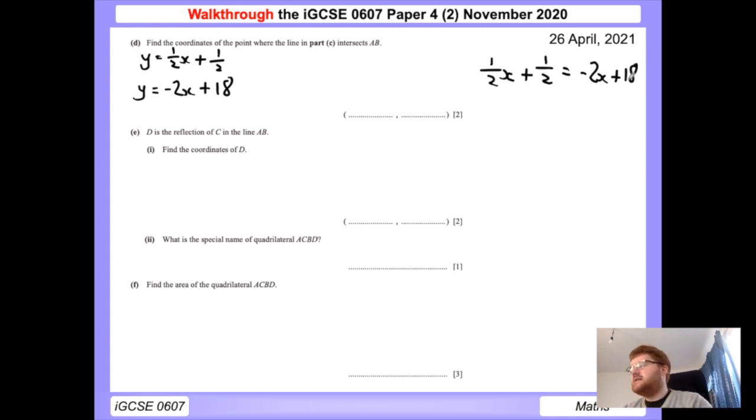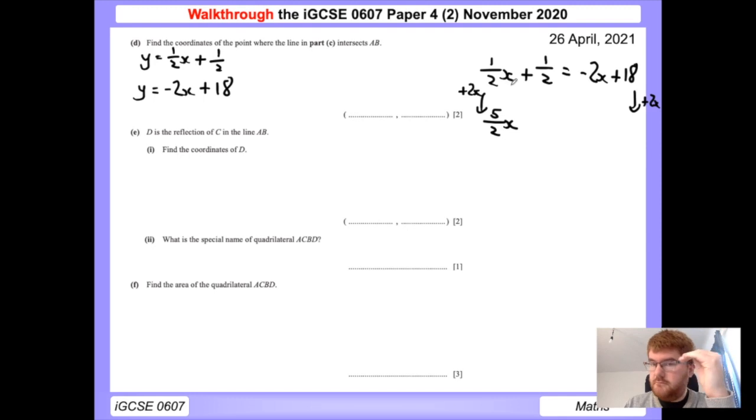At this point, we solve this like a normal equation. So what I would do first is bring the x's to one side. So I'd add 2x on both sides. That's going to give me 5 over 2 x, okay, because this is 4 over 2. Okay, if you're not sure about that, you can convert it to decimals, so that makes you feel better. Plus a half is equal to 18. There's a reason I've kept it as a half, as we'll see shortly. So if we minus a half from both sides, I'm just going through it nice and steadily.